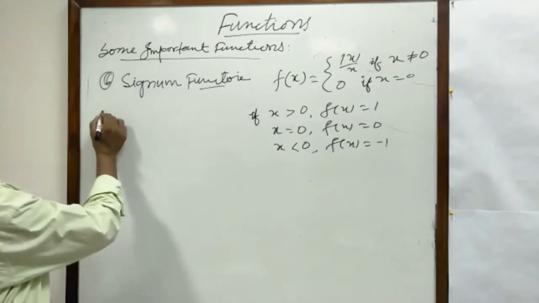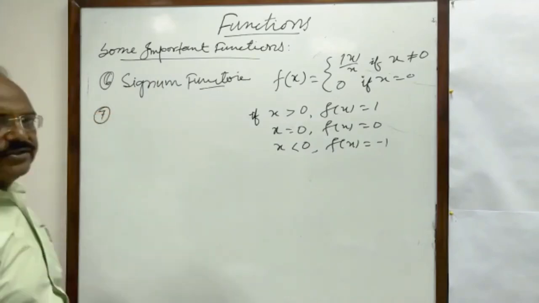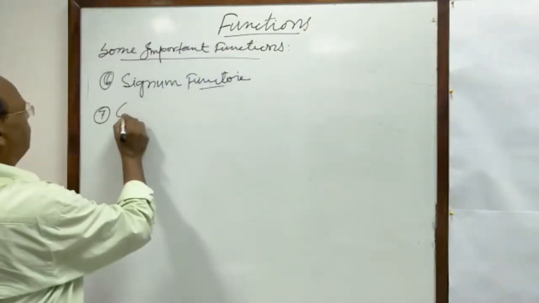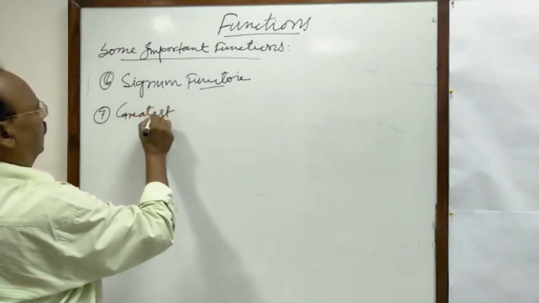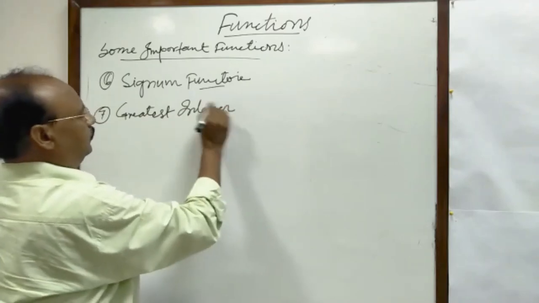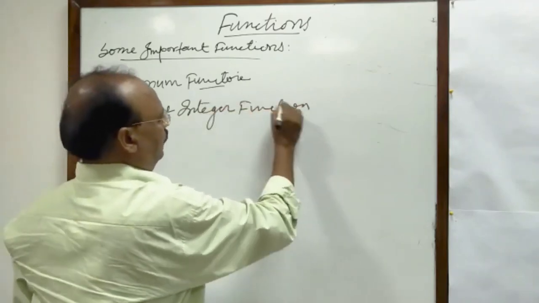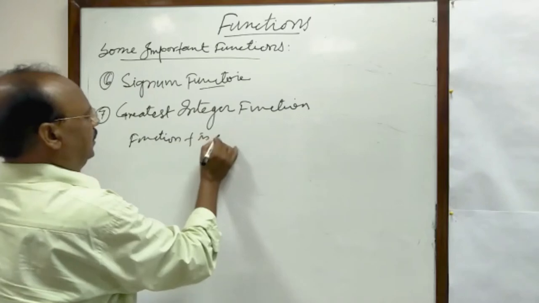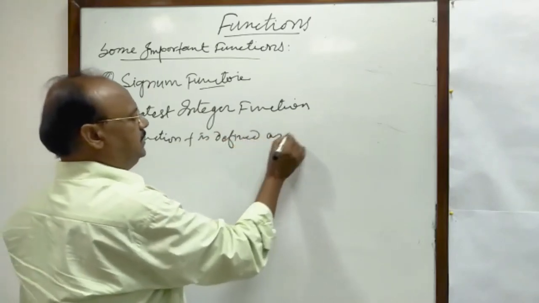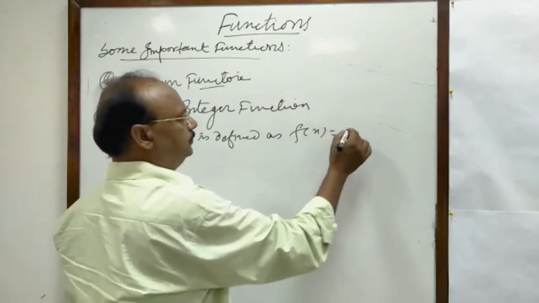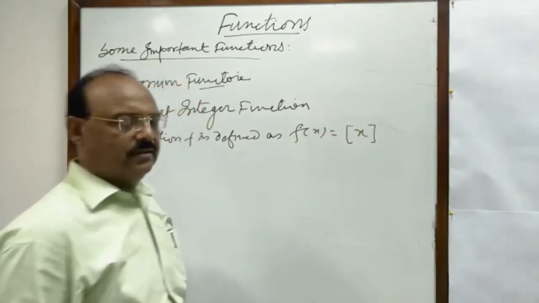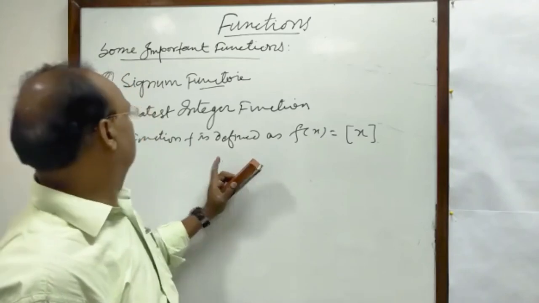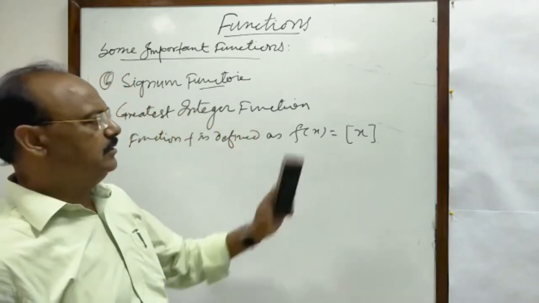Next, greatest integer function. So if a function f is defined as f(x) is equal to the greatest integral value of x, this is known as greatest integral value of x, then this function is called the greatest integer function. Let us make it clear with the help of an example.